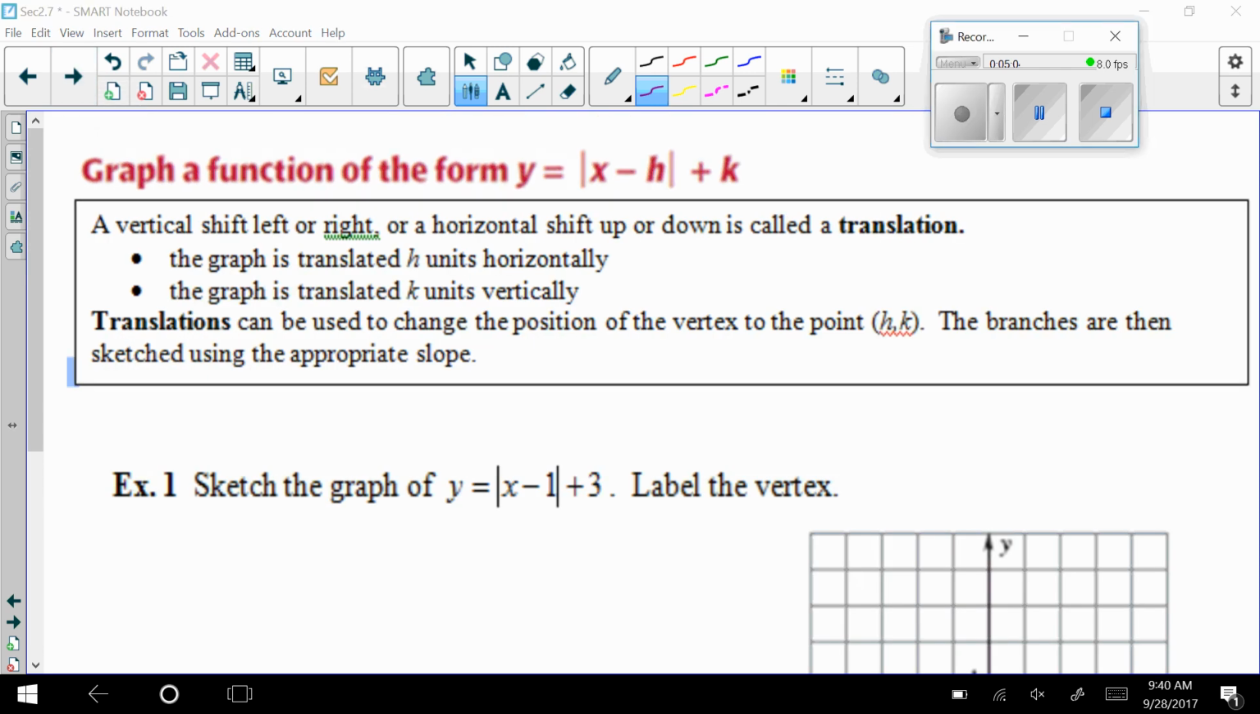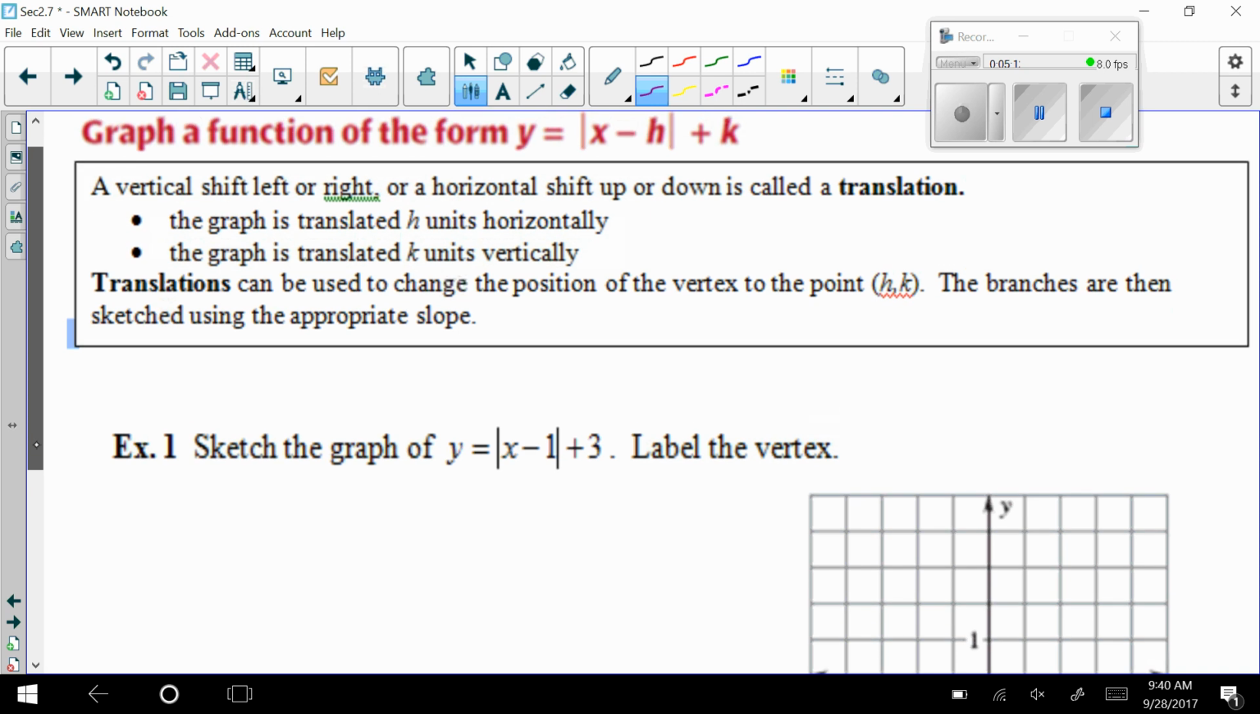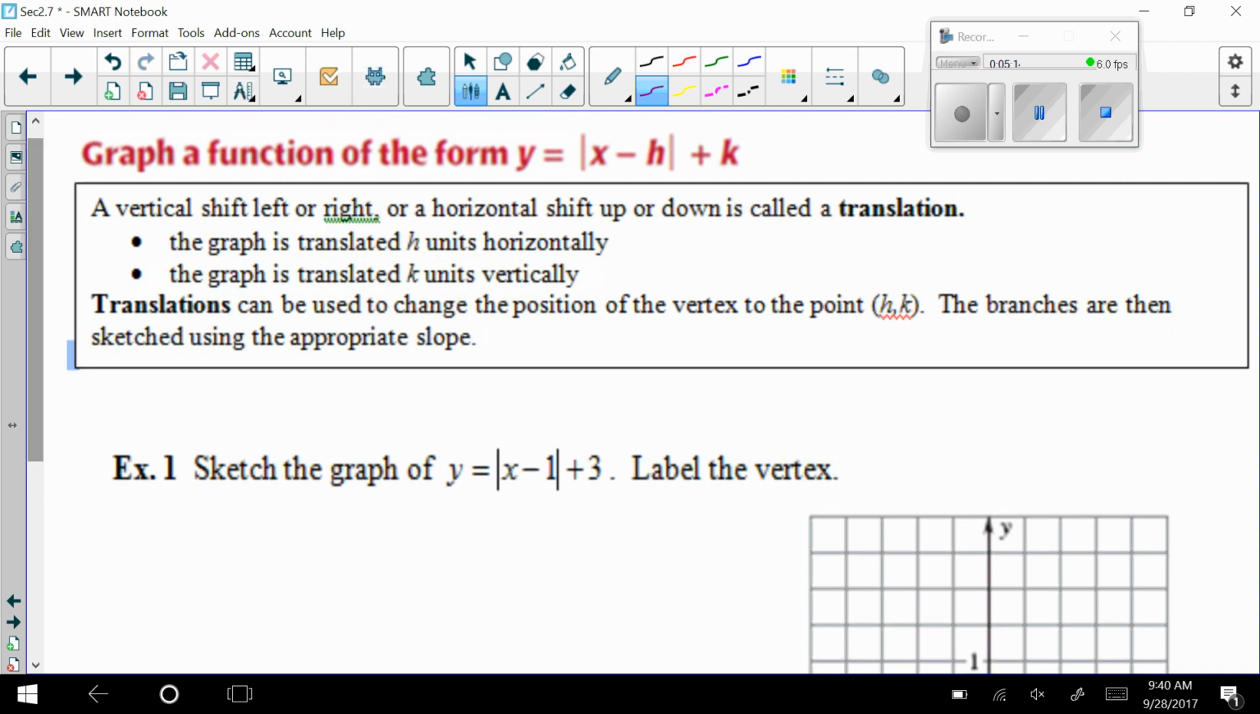In the last slide, we saw our parent function of an absolute value function, but there are also child functions of this, and those are vertical shifts or horizontal shifts, or vertical stretches or horizontal stretches. On your note sheet, you'll see a vertical shift. It says left or right, but a vertical shift actually is up or down. So you can edit that on your note sheet. A vertical shift up or down or horizontal shift, left or right, is called a translation. The graph is translated h units horizontally.